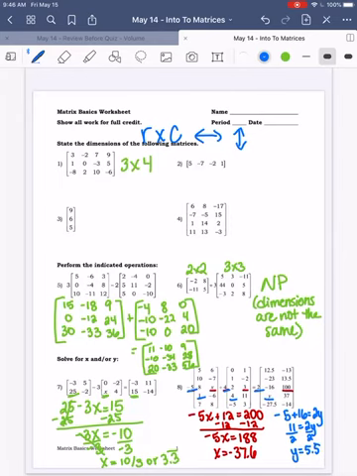All right. So number one, we have 1, 2, 3. All right. We're going horizontally first, and then 1, 2, 3, 4. So that's a 3 by 4. 3 rows, 4 columns. Okay.